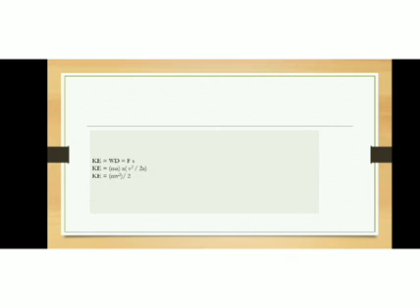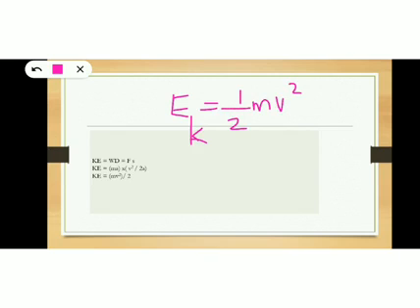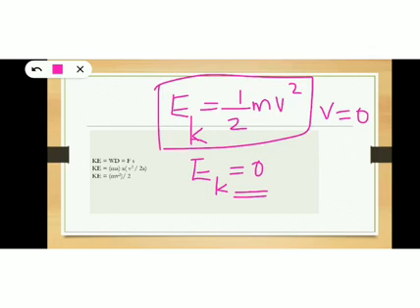So what is the expression for kinetic energy? It is half mv square. Kinetic energy can also be denoted like this, E suffix k. E suffix k means kinetic energy, and the expression is half mv square, where m is the mass of the object, v is the velocity of the object. When velocity of the object v is equal to 0, then kinetic energy E suffix k is equal to 0. So this is the expression to find out kinetic energy, half mv square.